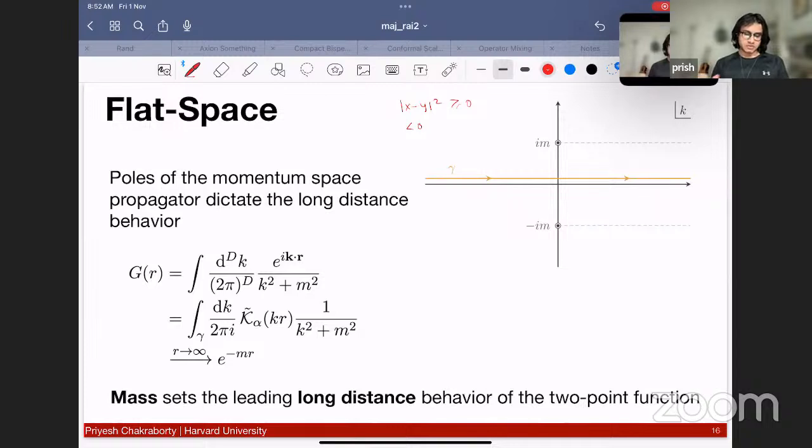Anyway, so in flat space, how do we infer the long distance limit of your two-point function? Well, usually you find the momentum representation of your propagator, 1 over k squared plus m squared. It has two poles corresponding to the mass, and the location of these poles fixes what your long distance behavior is going to be, and it's just exponential in flat space. But the important thing is it's the poles of your momentum space propagator.